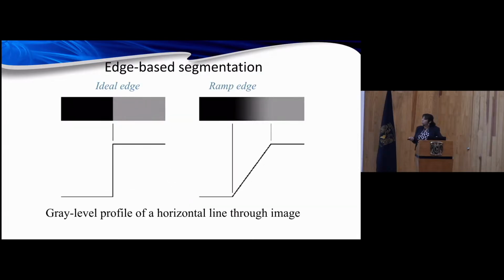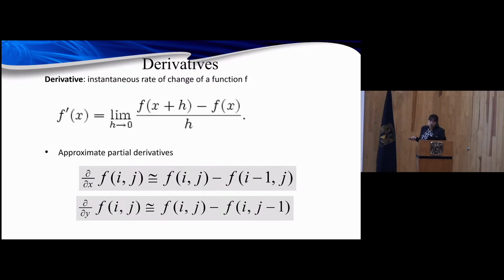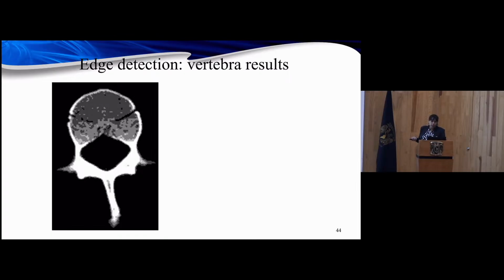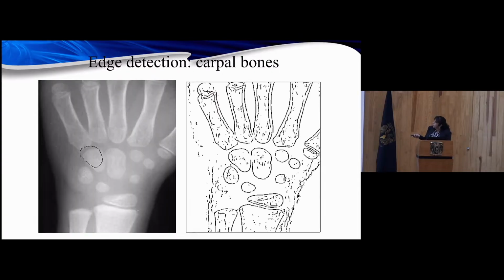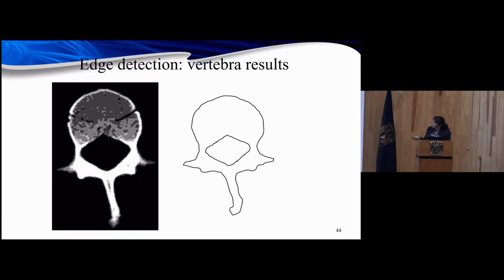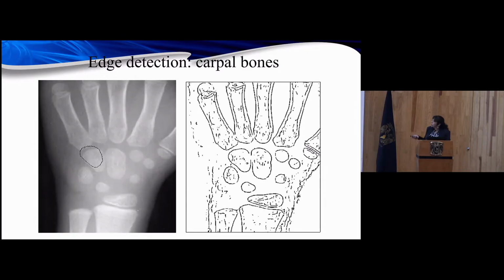Some other algorithms are those based on edges. So this is an ideal edge. I want to detect it, but normally the images are not like that. They are something like this, soft. The edges change softly, as in all natural images. So we use derivatives and create filters for this, and it can be helpful for edge detection like this, on the vertebrae, for example, or maybe carpal bones.